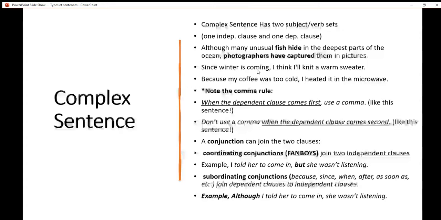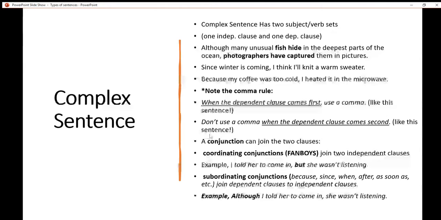Because my coffee was too cold, I heated it in the microwave. Because my coffee was too cold, what? This would be the dependent clause because it depends on I heated it in the microwave to become a sentence. Okay, note the comma rule. When the dependent clause comes first, use a comma, like this sentence. But don't use a comma when the dependent clause comes second, like this sentence.